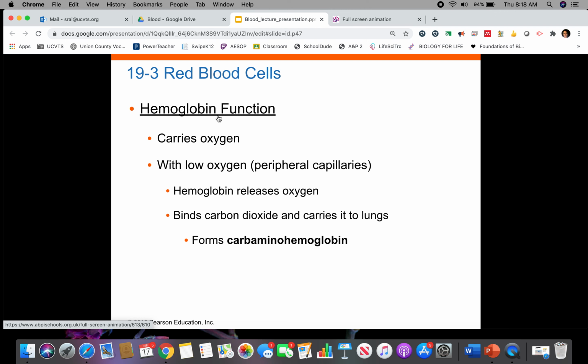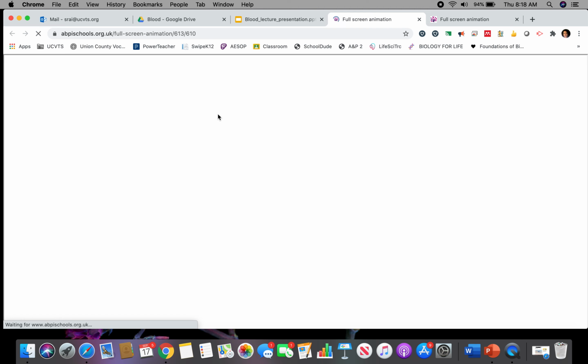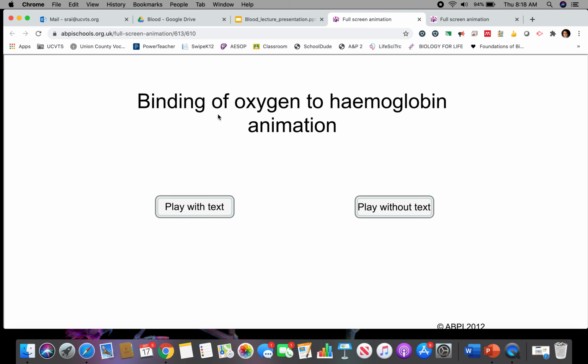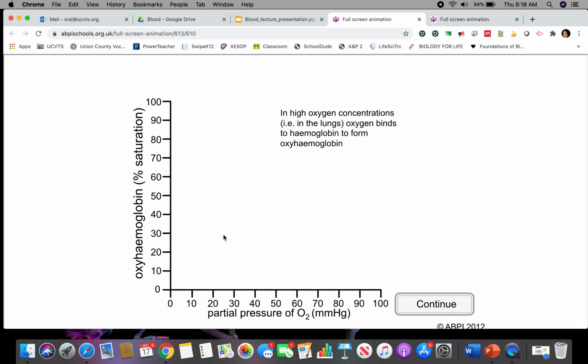Let's talk about hemoglobin's function. We have been talking about RBC as hemoglobin. Let's look at how hemoglobin transfers oxygen within the body. If you can see, this is the grid where you have the partial pressure of oxygen in mmHg, and you can see the partial pressure going all the way to 100, which is saturated.